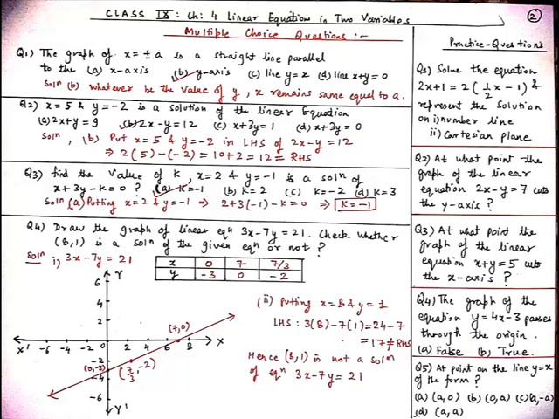Now our fourth question for today is: draw the graph of the linear equation 3x minus 7y equal to 21 and check whether (8, 1) is a solution of the given equation or not. So in this question, as our linear equation is 3x minus 7y equal to 21, we will find different solutions of this equation by putting values of x and y. So if we put x equal to 0, we get y is equal to minus 3, and if we put y is equal to 0, then we get x equal to 7.